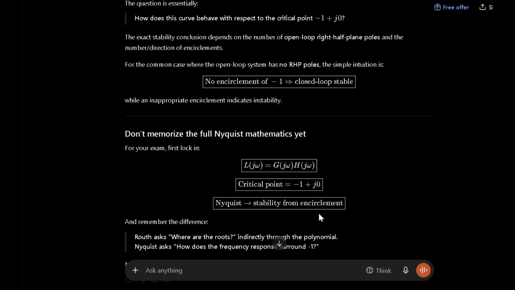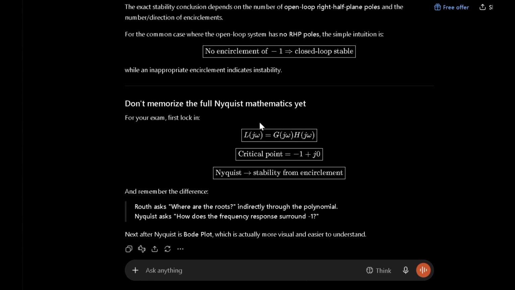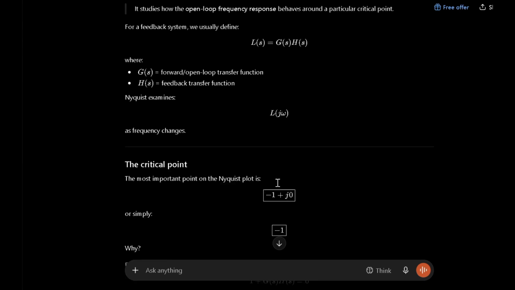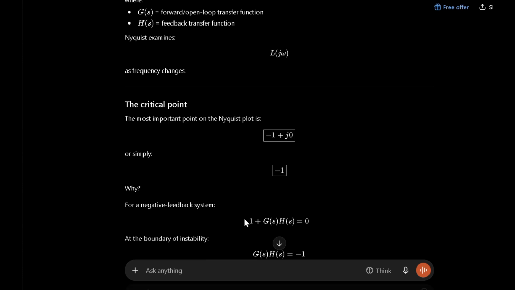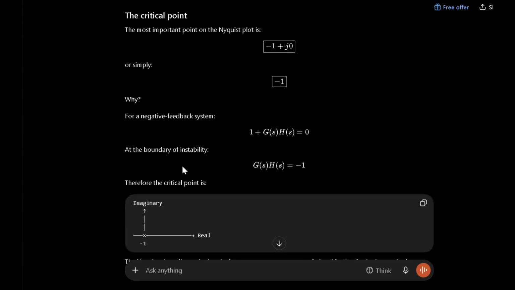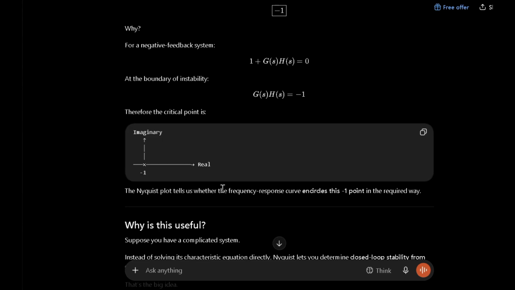What is L of j omega? What is L of s? Nyquist examines L of s as frequency changes. This is the critical point, -1. Why? For a negative feedback system, 1 plus G of s times H of s equals 0, so G of s times H of s equals -1. That is the critical point. The curve should be checked against this point in the required way. This is very useful for a complicated system.